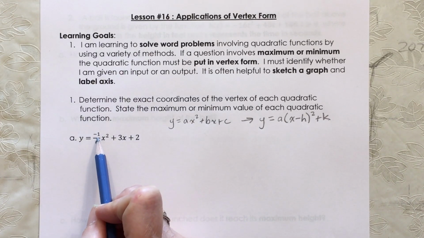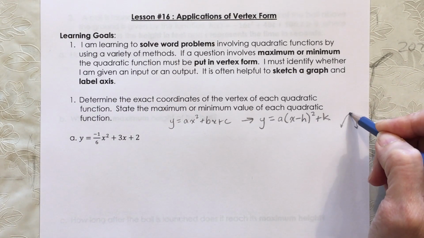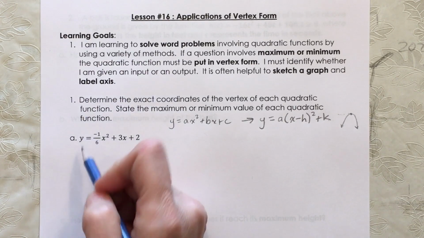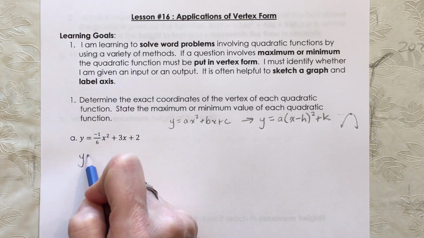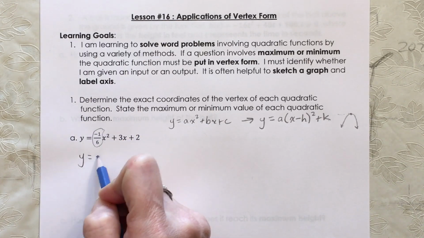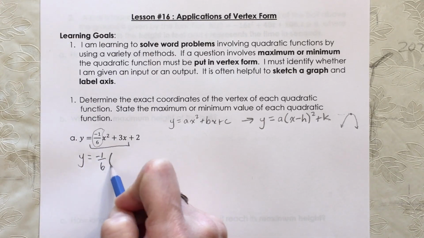Because a is a negative number, we know that this quadratic function is going to have a maximum, because our parabola is going to be opening downward. It's going to have a highest value. And to find that, we need to put it into vertex form. So first we need to factor the a number out of the terms containing x.